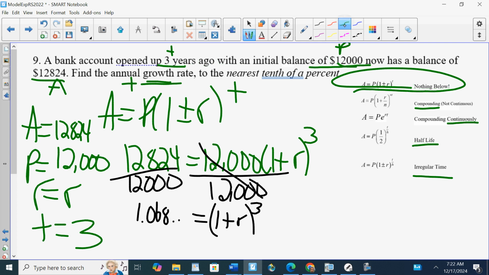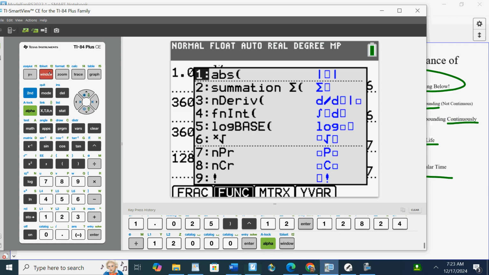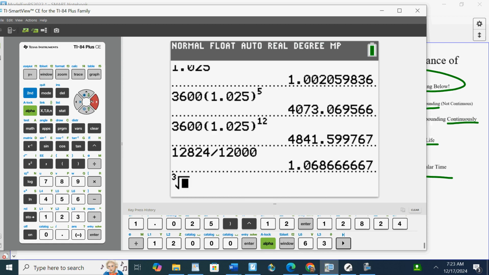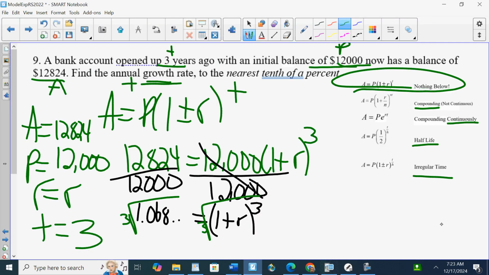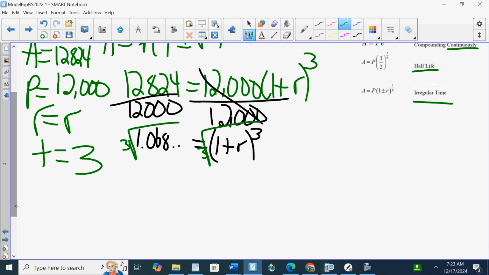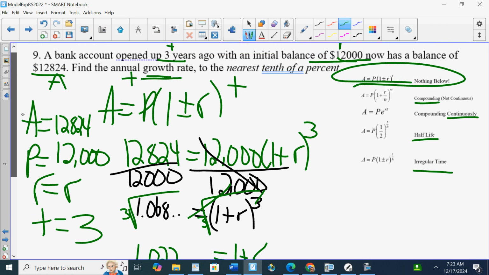I want to get rid of the power of 3. To get rid of the power, when it's a constant, a number, I root it. I take the cubed root of both sides. So I'm going to go alpha window 6 for the root, cubed root, and I'm going to copy and paste this. 1.022 dot dot dot equals 1 plus r. Now I get r by itself. I subtract 1, 0.022 equals r. It wants the answer to the nearest tenth of a percent.